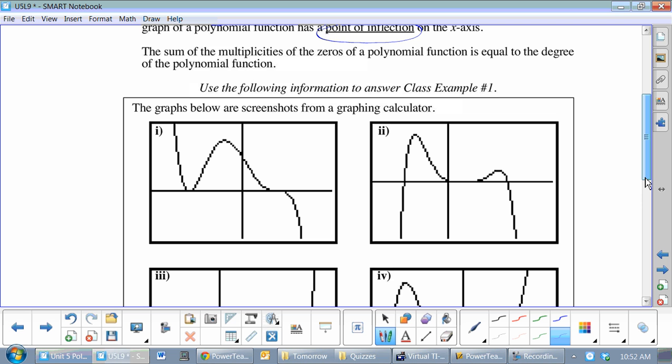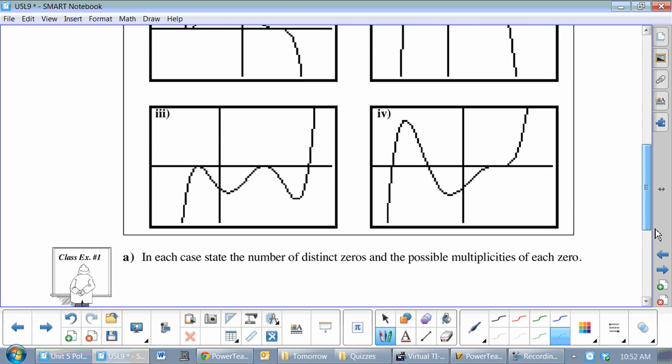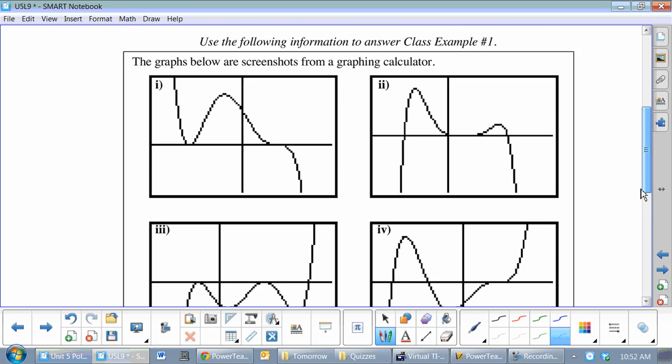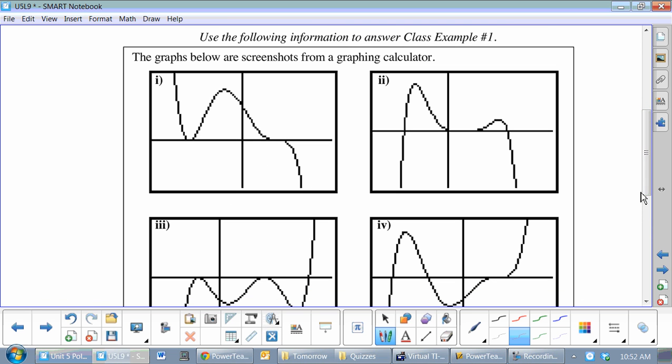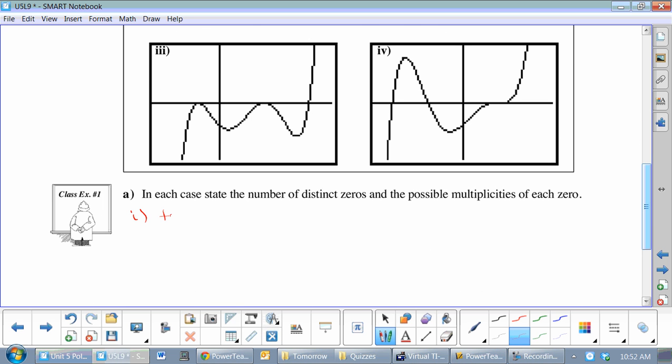Now, this asks for two things. They want to know the distinct zeros and the possible multiplicities. Now, looking at 1, how many distinct zeros does it have? 2, right? 1, 2. Okay, so let's just write that down. For number 1, it would have 2 distinct zeros.